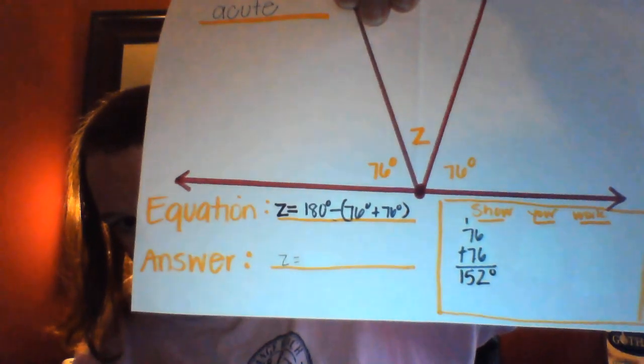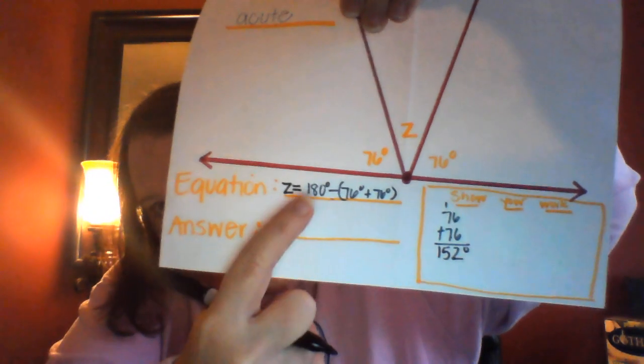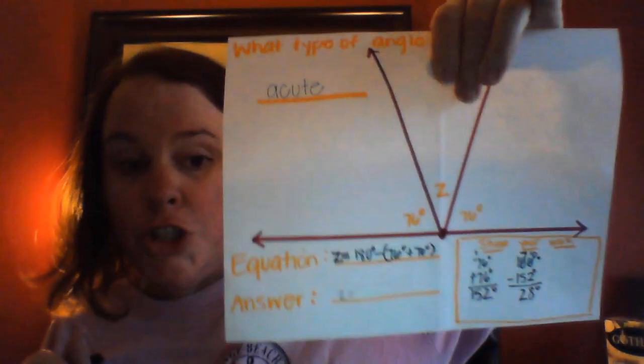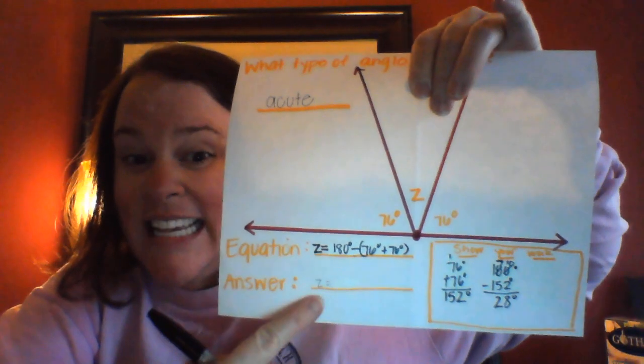Okay, did you do that? I got 152 degrees. See that? Now I have to take 152 degrees and subtract it from 180. Subtract. And I got 28 degrees. So Z equals 28 degrees. Did you guys get that? Z equals 28 degrees.